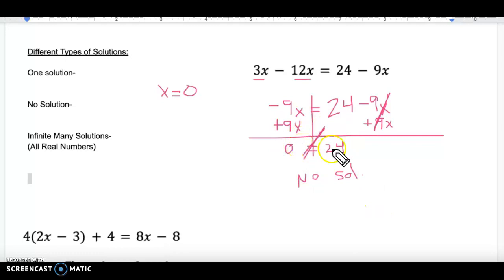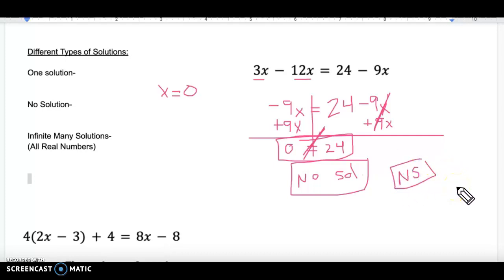So my answer here, a lot of students want to put this as my answer, 0 equals 24. This is what my final solution ended as, but my actual answer to this problem is no solution. When we do this on the homework, it will tell you that you can just write a capital N and a capital S as your answer instead of having to spell out the whole word. Because on Schoology, if you misspell it, it will mark it wrong. And I don't want anyone to get this question wrong just by misspelling it.